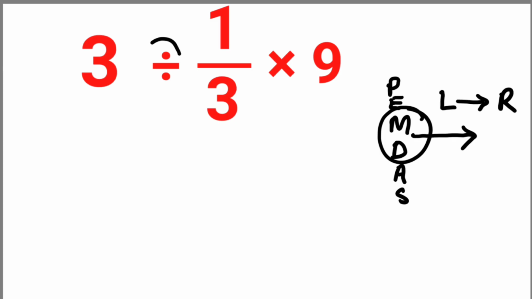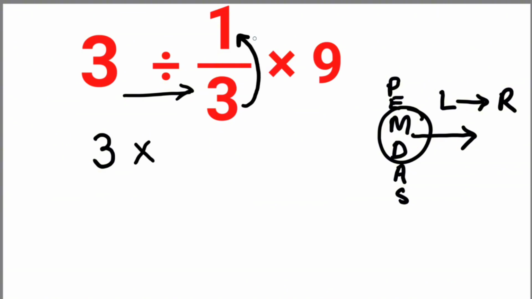Now, division is at left and multiplication is at right. So what do we do first? Division. Why? Because it is at left. So we have to move from left to right to get the correct answer. So 3 as it is, this division is solved first and it is converted into multiplication.